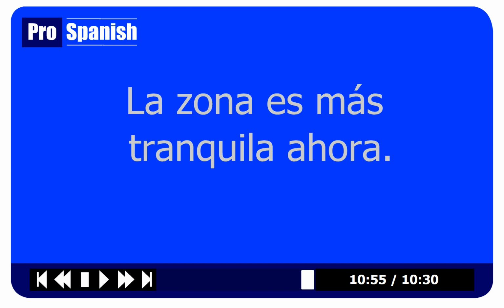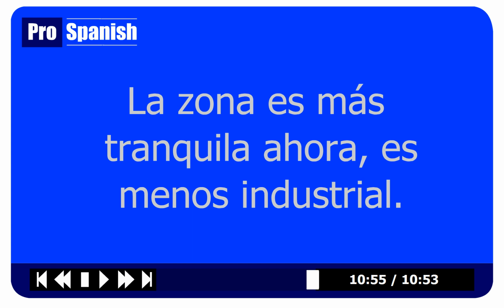Try to remember that the tranquilo word, the peaceful word, has got to be feminine because the thing that it's describing is feminine. La zona. So la zona es más tranquila ahora. You could add, it's less industrial. Es menos industrial ahora.